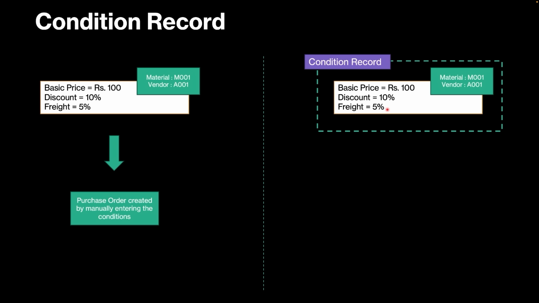Okay, so you can see if you maintain this condition record, then the purchase order will get created and the prices will be determined by the system. So in this case, you will not be supposed to enter these prices manually. The moment you enter this combination of material and vendor, system will pick the prices from the master data, that is from the condition record, and will populate in your purchase order.